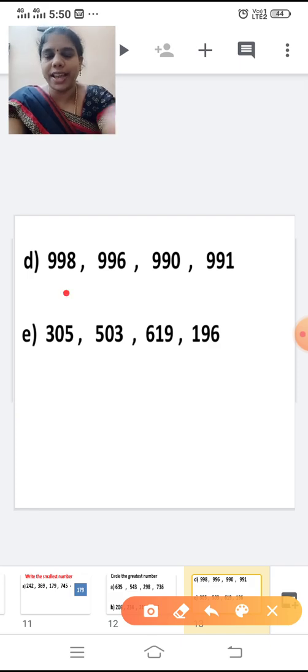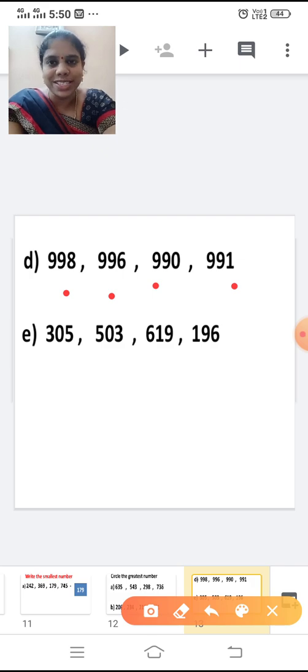Next: 998, 996, 990, 991. We are going to circle the greatest number, right? So first see the hundreds place. In all the numbers we have 9. So start to compare the tens place now. In this number we have 9 in the tens place. In the second number we have 9 in the tens place. And third number also 9. Fourth number also 9. So what you have to do?